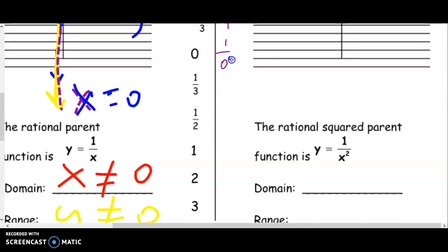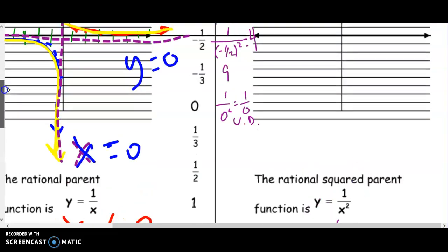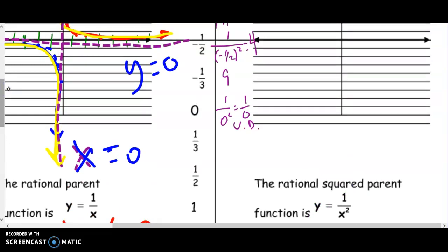1 over 0 squared is still 1 over 0. That's still undefined. Cannot divide by 0. So right away, the bottom is equal to 0 when x is 0. So your domain, all real numbers except 0. All right, I'll do a few more and then I'm just going to list the rest. 1/3 squared is 1/9. 1 divided by that is 9. 4, and we'll get 1 here.